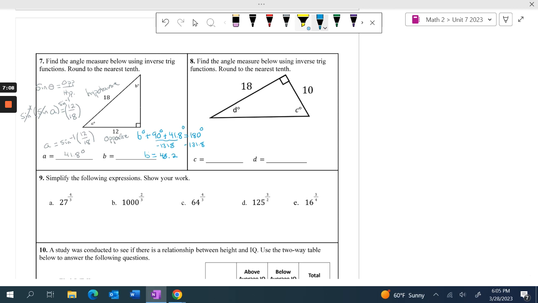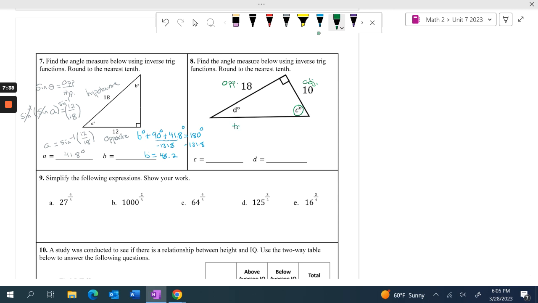Okay. All right, moving on to number 8 here. Find the angle measure below using inverse trig functions. We're going to round to the nearest tenth. I'm going to solve for C first. So C is where I'm going to be referencing from. That makes the side where the 18 is the opposite side, and that makes the side where the 10 is the adjacent side. Opposite and adjacent mean that I'm going to use tangent in order to solve for C.